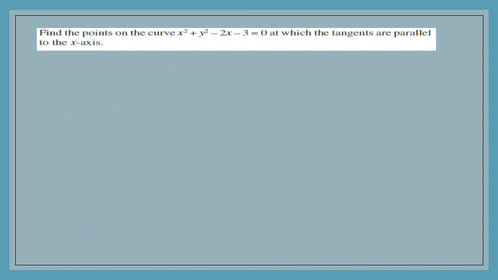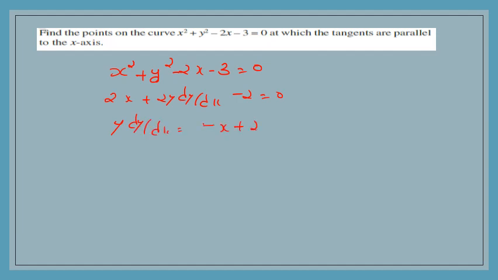Now, find the points on the curve x squared plus y squared minus 2x minus 3 is equal to 0, at which tangents are parallel to x-axis. x squared plus y squared minus 2x minus 3 is equal to 0. Now, 2x plus 2y into dy by dx minus 2 is equal to 0. Therefore, y dy by dx is equal to minus x plus 2.